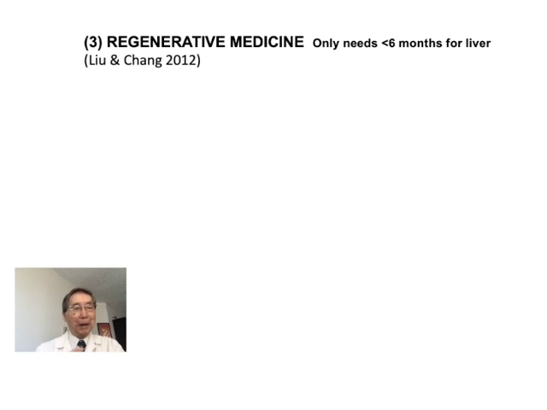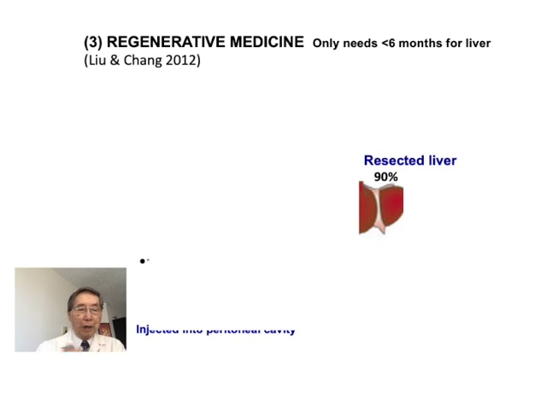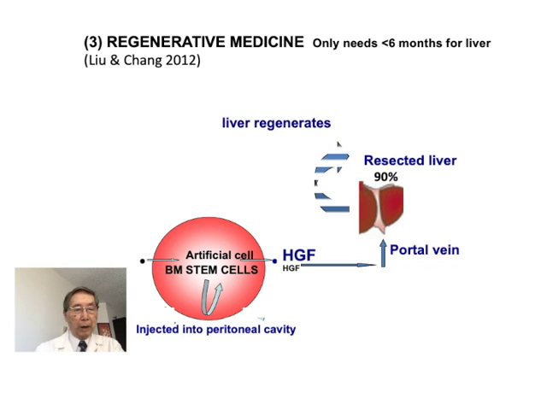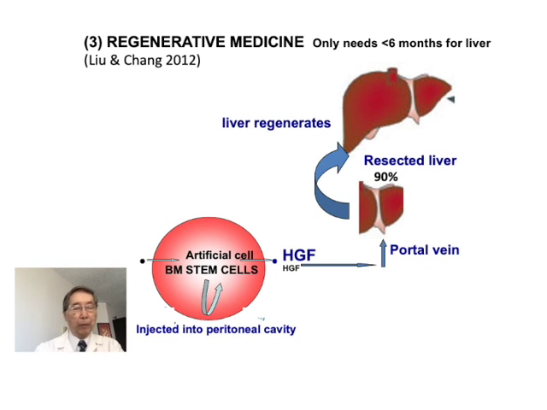Another way is to look at regenerative medicine, because regenerative medicine only needs 4 months for liver regeneration. For instance, in an animal study, if you resect the liver, removing 90% of the liver, and then put in artificial cells containing stem cells, the stem cells release hepatocyte growth factor that could go through the portal vein into the resected liver at high concentration. That will result in regeneration of the liver.